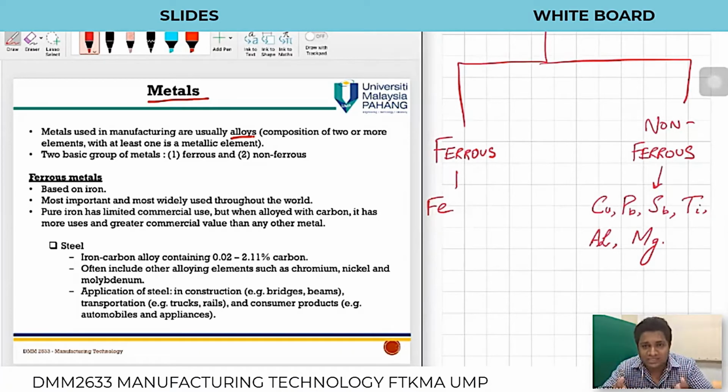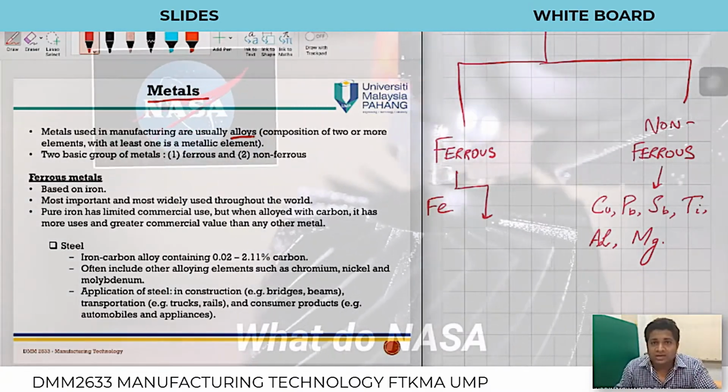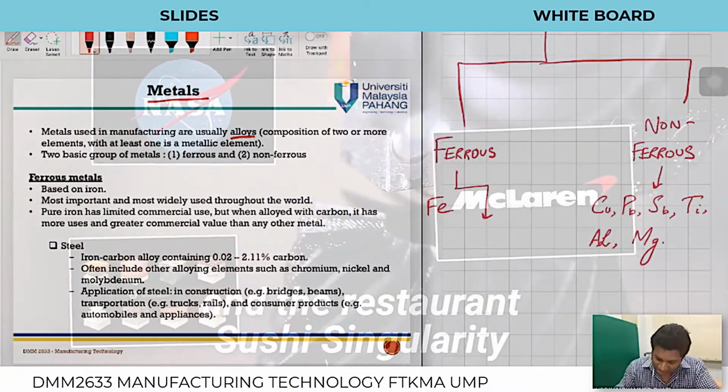We use stainless steel. Stainless steel is also iron, but with a small quantity of other materials. So when we talk about ferrous based material, we use it a lot. Our laptops, sometimes MacBooks, are made of aluminum, right? So it's not pure aluminum, it is an alloy. It is an alloy of aluminum and zinc. If you look at your Proton car, it is not iron, it is steel.